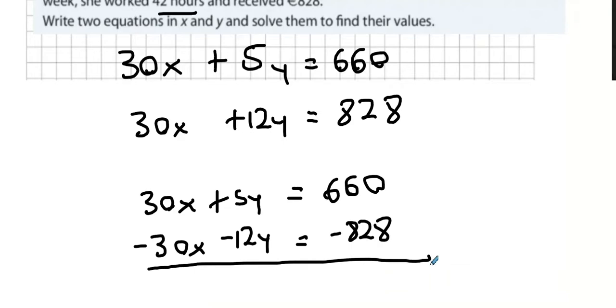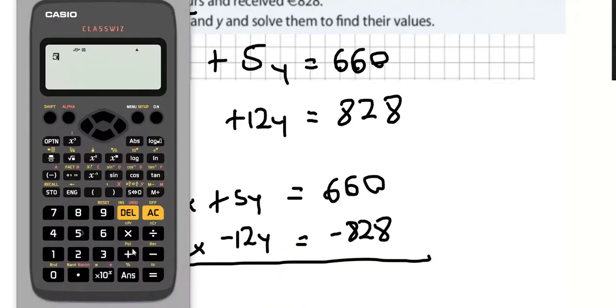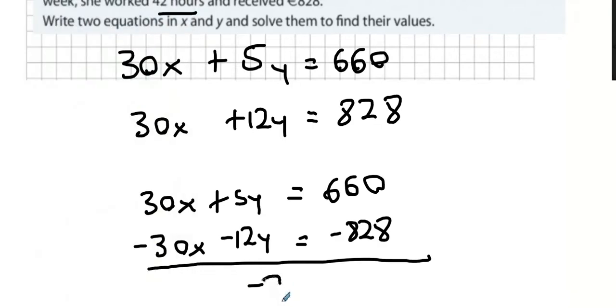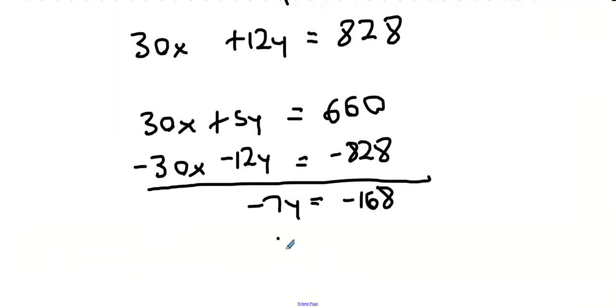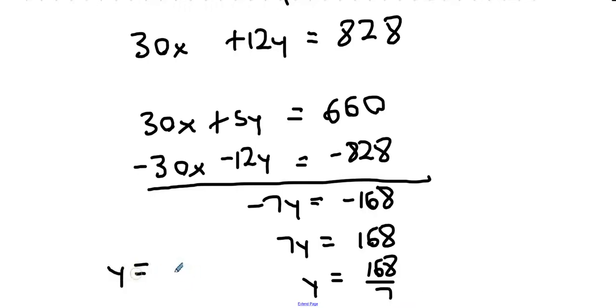Now, lads, what happens here? What's 5 take away 12? 5 take away 12 is minus 7, minus 168. Multiply both sides by minus if you want. 7y equals 168, divided by 7. What do you get, Sean? 28, was it? Or 24? Lads, we got y equals 24.